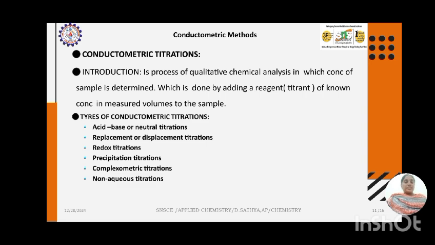Conductometric titration, the introduction. It is a process of quantitative chemical analysis in which the concentration of a sample is determined by the addition of a reagent, that is, a titrant of known concentration, measured in volumes to a sample. The types of conductometric titrations are acid-base titration, replacement titration, redox titration, precipitation titration, complexometric titration, and non-aqueous titration. So these are the types of conductometric titrations.